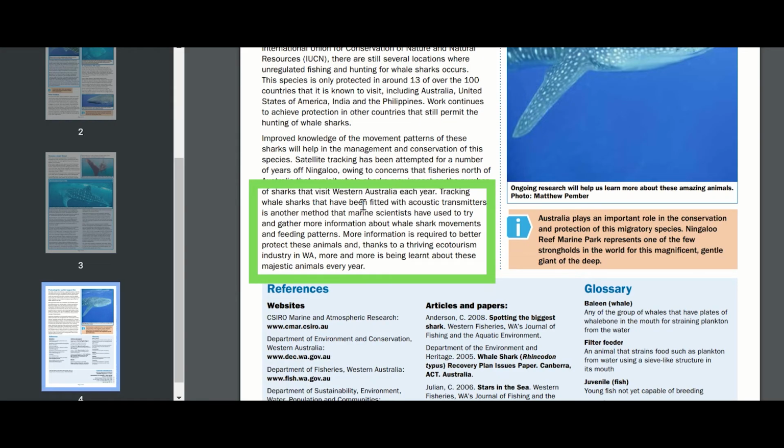Tracking whale sharks that have been fitted with acoustic transmitters is another method that marine scientists have used to try and gather more information about whale shark movements and feeding patterns. More information is required to better protect these animals.